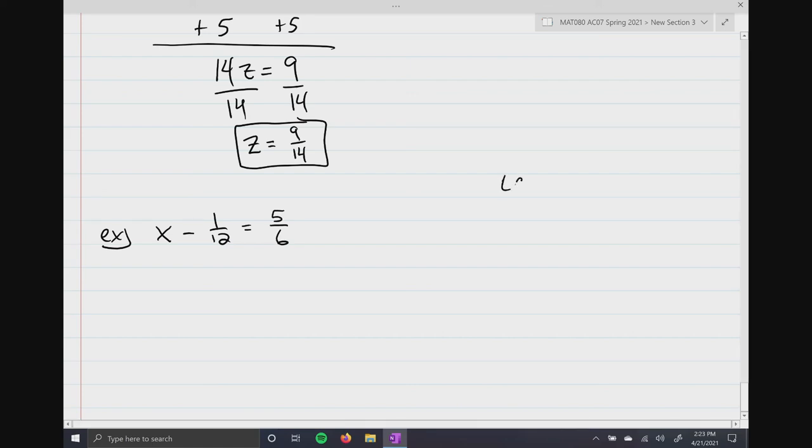Now, hopefully you remember how to find an LCD. So 12 is really just 2 times 6. And 6 is going to be 1 times 6. So my LCD is going to be the product of factors that are unique, 2 and 6. So my LCD is going to equal 12. Now, I'm going to multiply everything by 12, and I need you to just watch. This is really important.